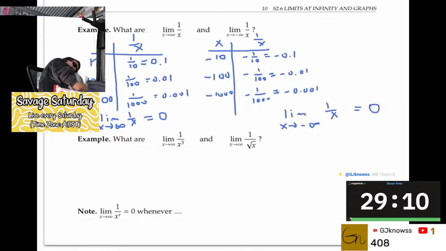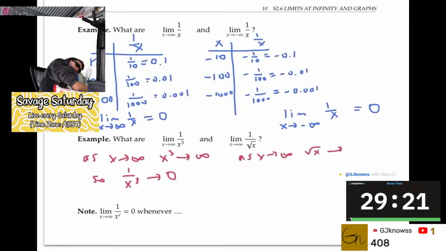We can use similar reasoning to find the limit as x goes to infinity of 1 over x cubed. As x goes to infinity, x cubed also goes to infinity, so 1 over x cubed has to go to 0. To find the limit as x goes to infinity of 1 over the square root of x, notice that as x goes to infinity, the square root of x still goes to infinity, so 1 over the square root of x also goes to 0. In other words, both of these limits are equal to 0.